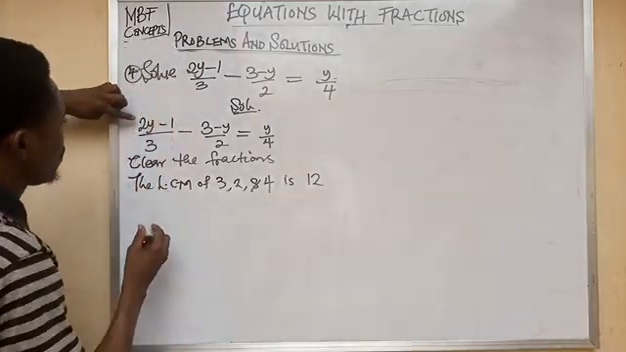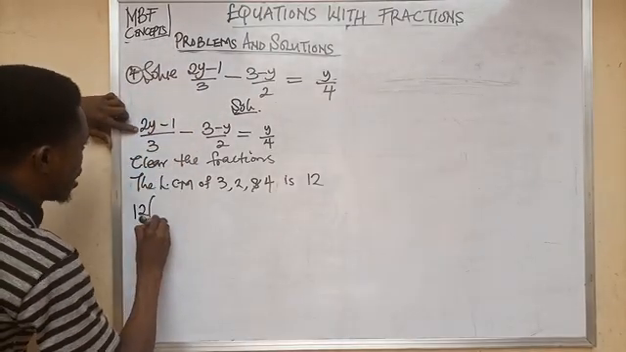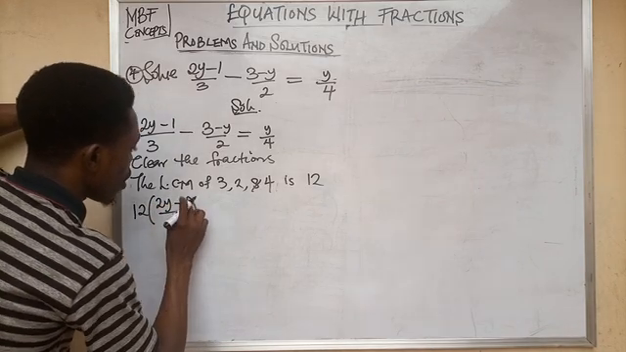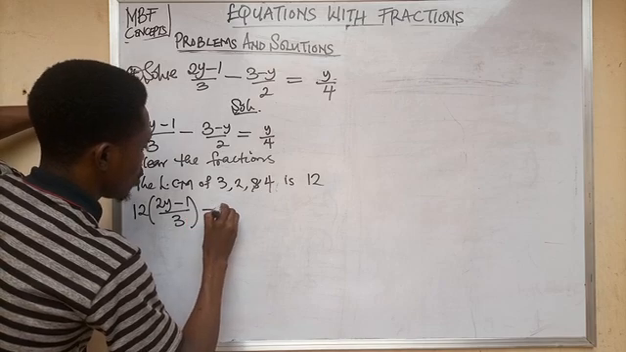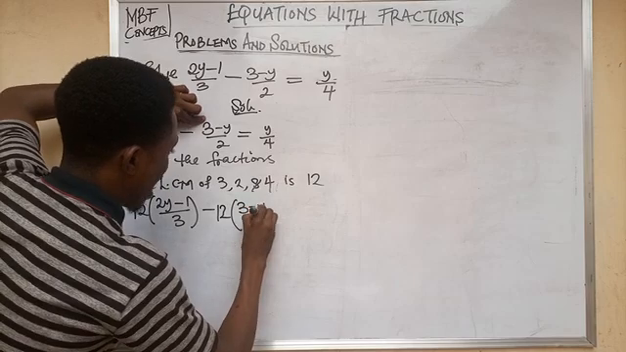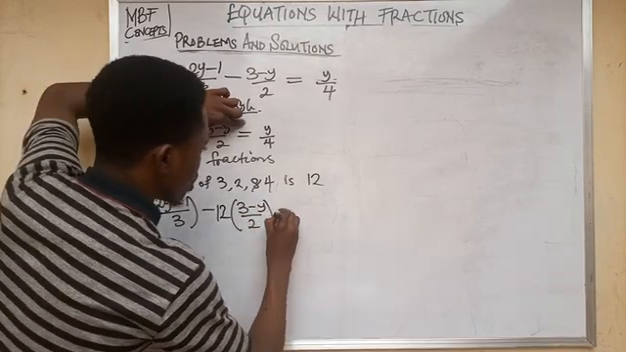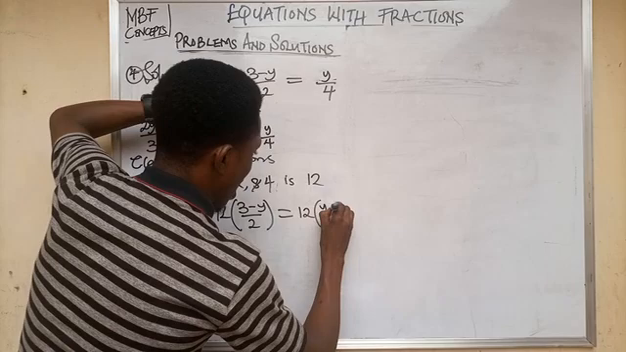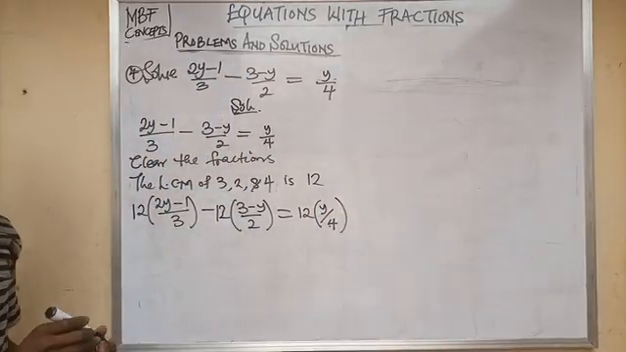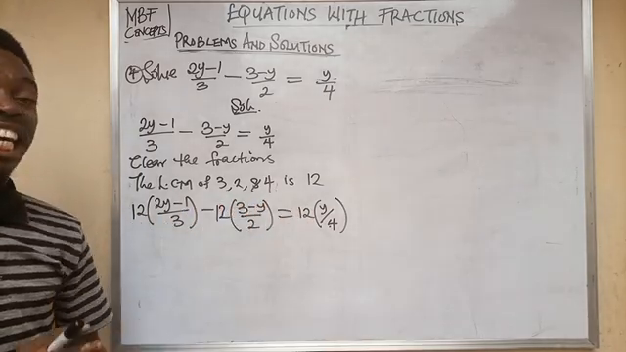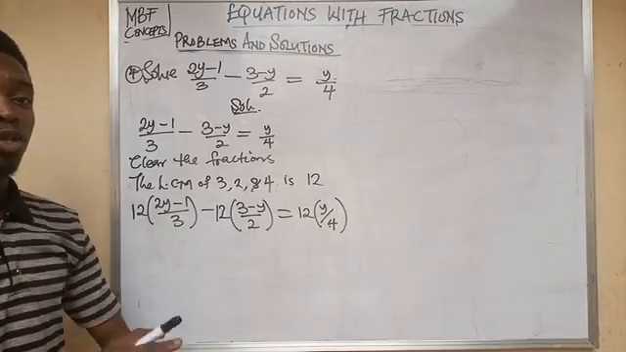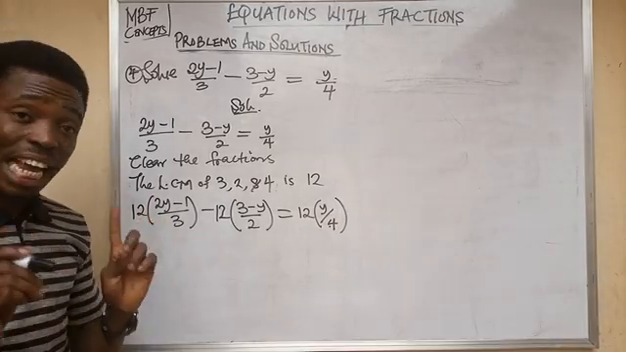So we are going to have this first fraction multiplied by 12: 12 times (2y minus 1) over 3, then minus 12 times (3 minus y) over 2, is equal to 12 times y over 4. It's as simple as this, guys. Very simple. So ensure that you use 12 to multiply each of those fractions. That's all. By this, we are sure we have successfully eliminated the denominator.